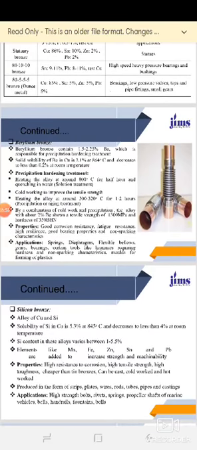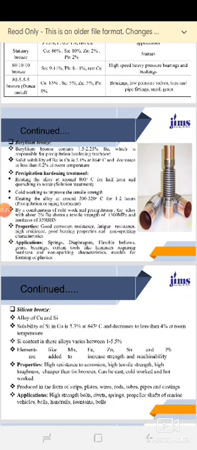You can see the picture also. Beryllium bronze contains 1.5 to 2.5% beryllium, which is responsible for precipitation hardening treatment. Solid solubility of beryllium in copper is 2.1% at 864 degrees centigrade and decreases to less than 0.2% at room temperature. Precipitation hardening treatment: heating the alloy at around 800 degrees centigrade for half an hour and quenching in water.